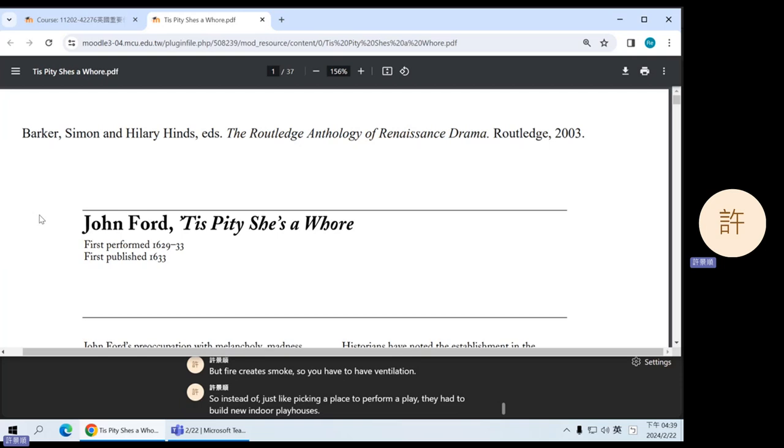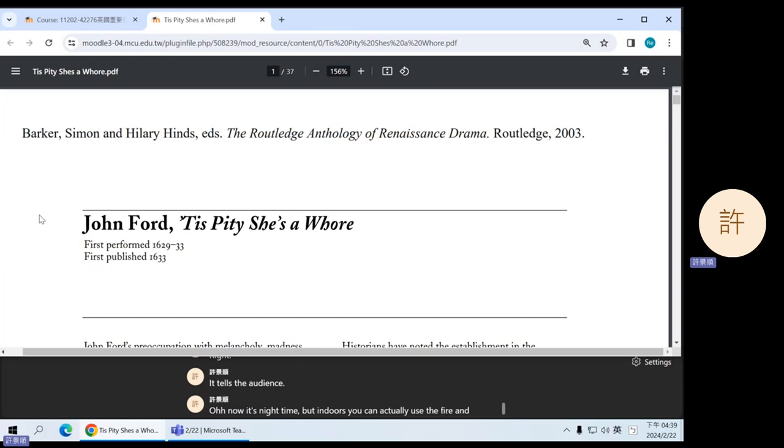But once you move things indoors, you can actually use the lighting for special effects. In an outdoor play, you also had fire, but the fire was kind of like a prop, 道具, right? It tells the audience, oh, now it's nighttime. But indoors, you can actually use the fire and use the light to control who you see and who you don't see, to control the audience's attention on different parts of the stage.